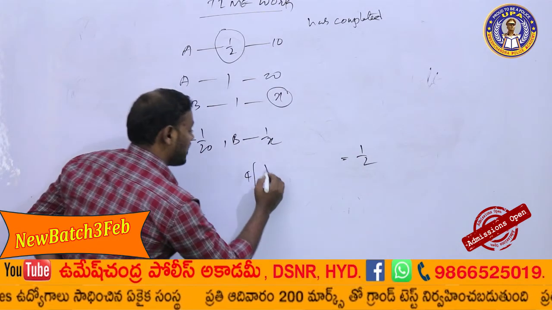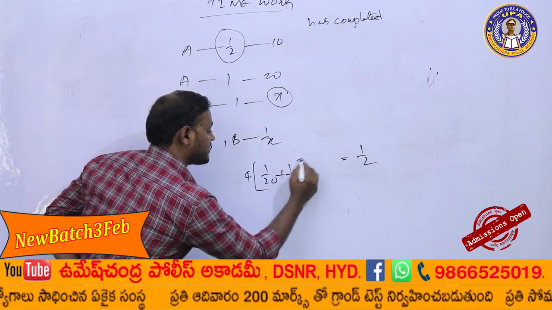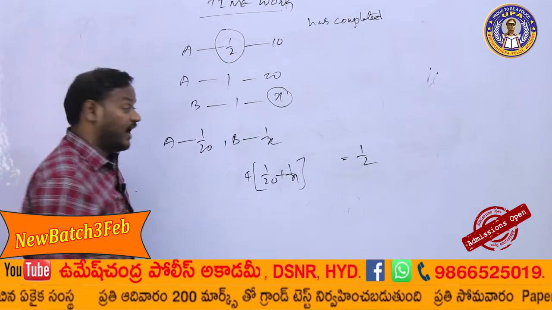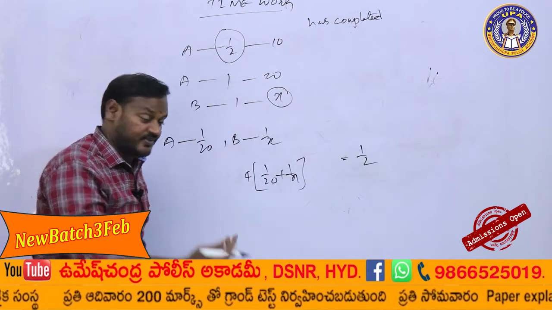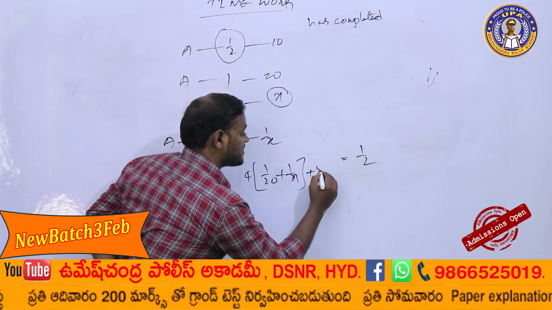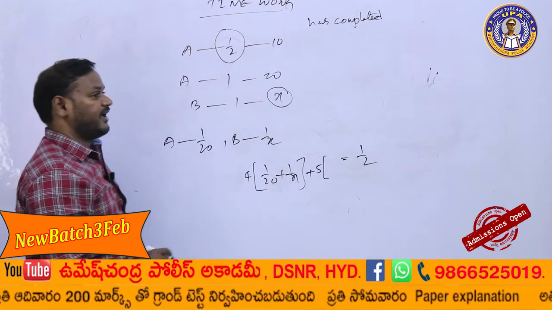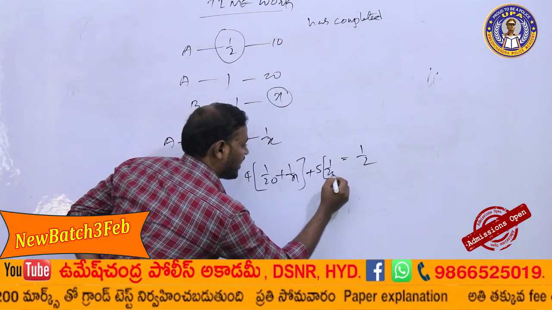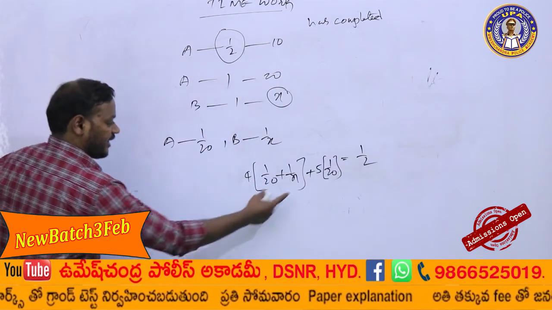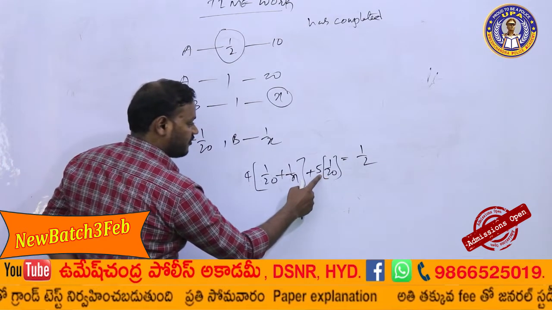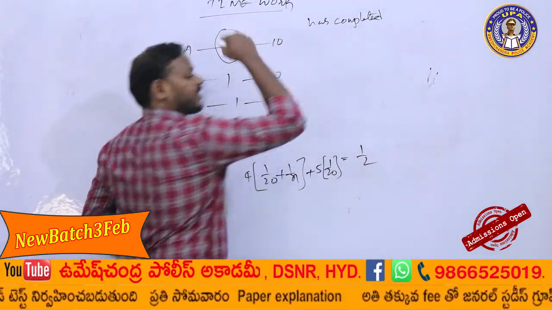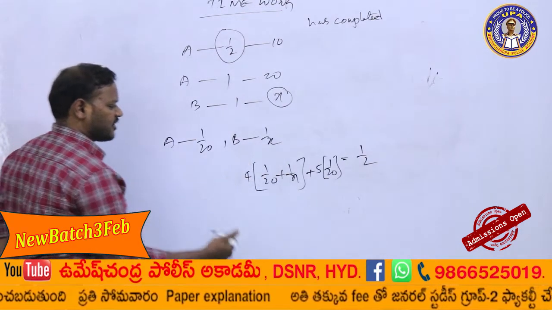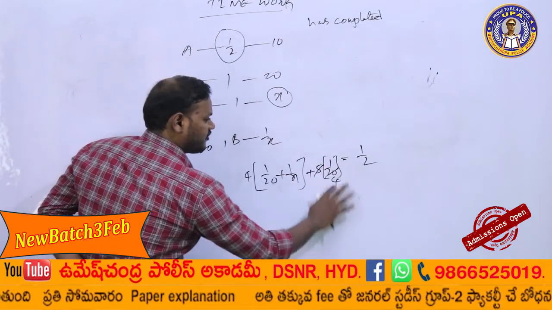A and B means (1/20 + 1/X) into 4 days. But the work is not finished. Again A has done the work for 5 days. A's 1 day work can be 1/20th part. Is it clear? A and B together 4 days work, plus A alone 5 days work, will make the remaining half of the work. Is it clear? Right. Now you can solve for X and get the answer. 5 ones are 5, 5 fours are 20, so 1/4 should be there.